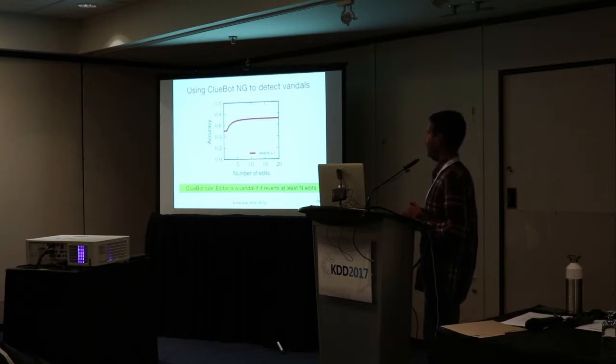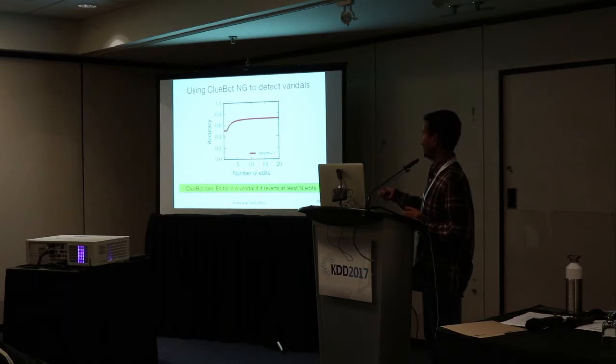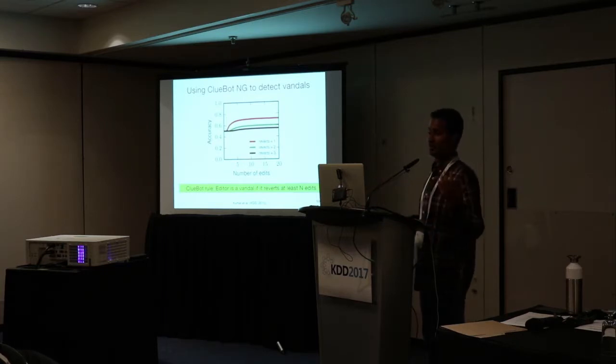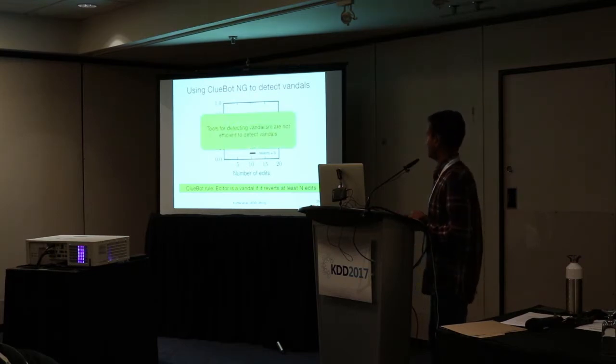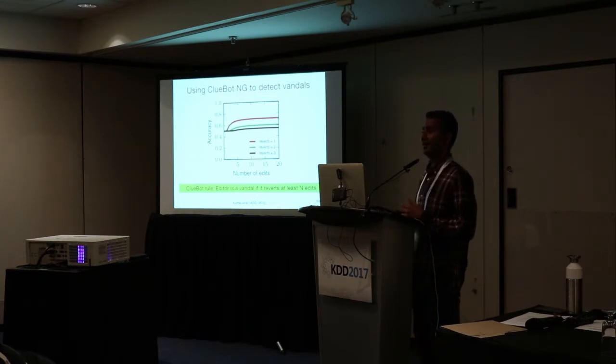If we do a similar study using ClueBot NG and develop a rule saying an editor is a vandal if they are reverted by ClueBot at least n times, where n is the threshold on the number of reverts, and the threshold is 1, then you see that it has a similar accuracy. As the number of reverts is increased, the accuracy decreases, and as you increase it more, it essentially gives a random prediction. So both using Stiki and using ClueBot to identify vandals instead of vandalism is not very efficient.